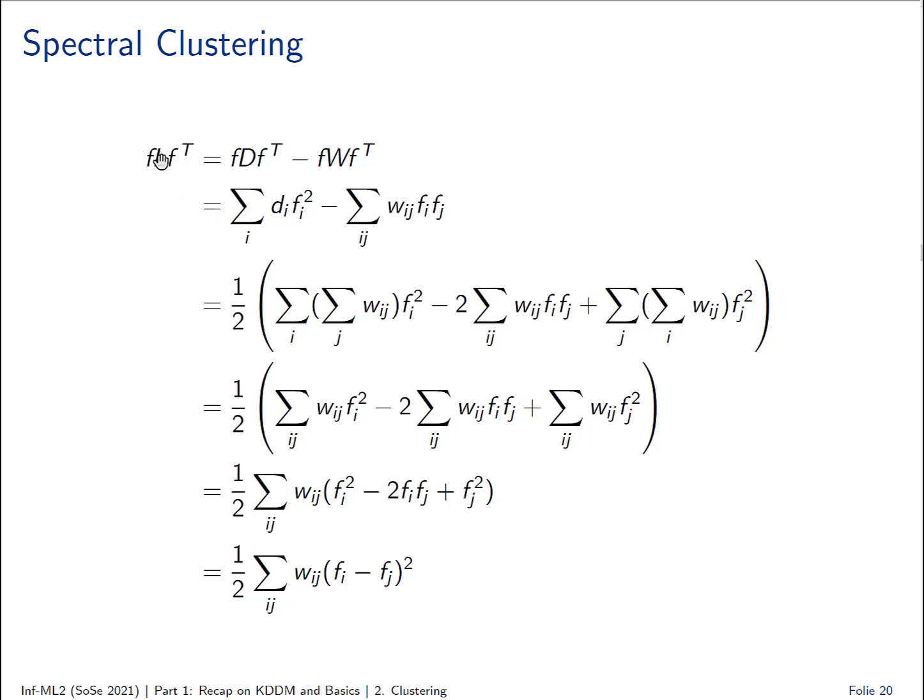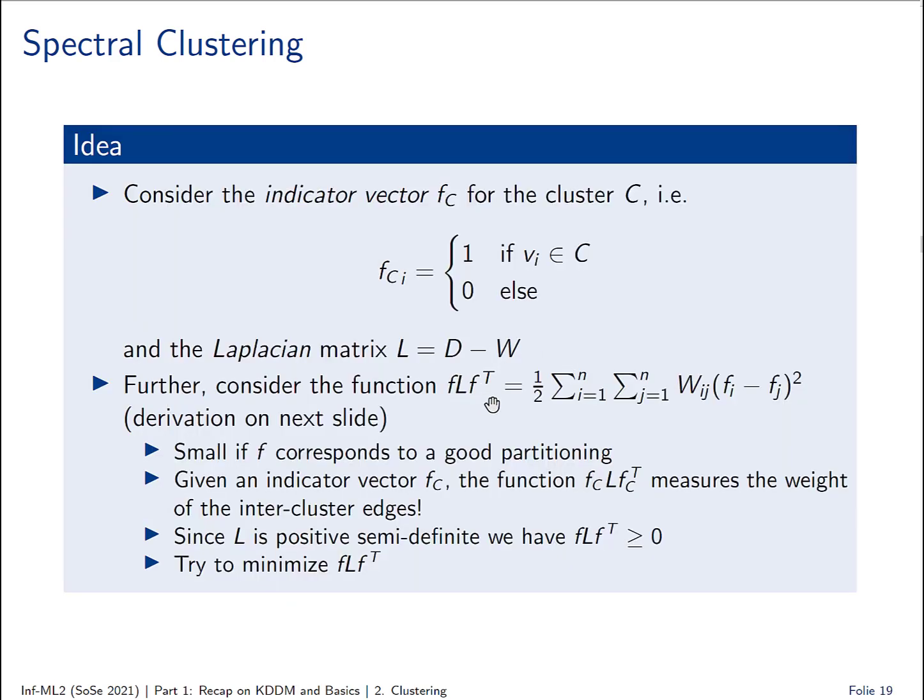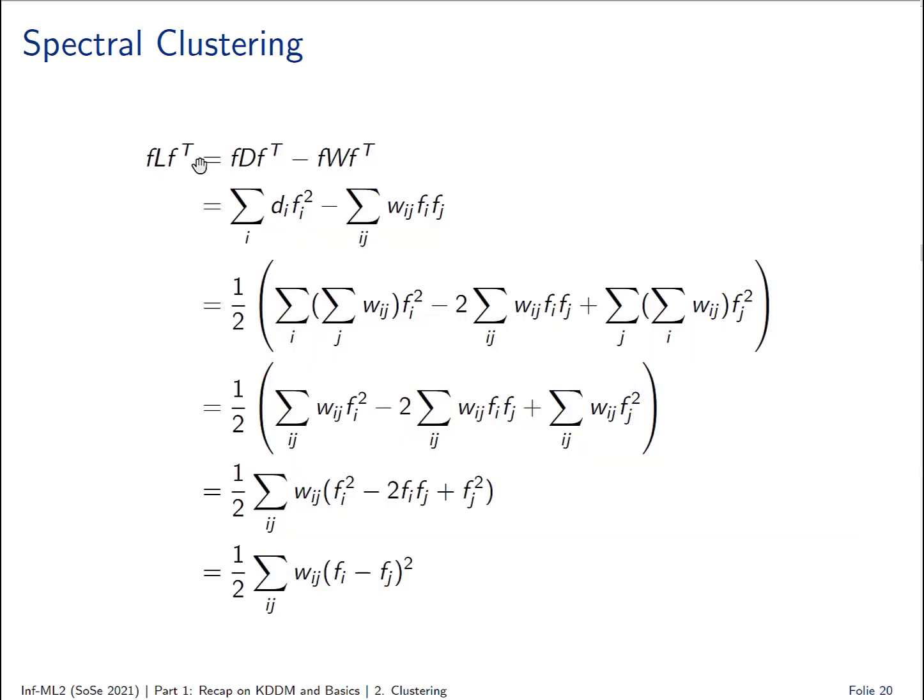Now, why is this equality? Why does this function give us this term here? Well, it's very easy. If we just consider F times L times F transposed, L is nothing else than D minus W. So we can rewrite this as this one here.